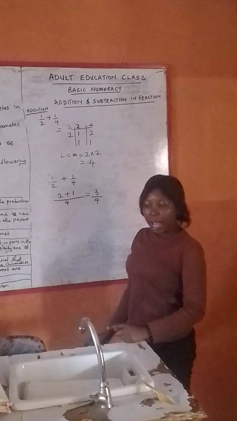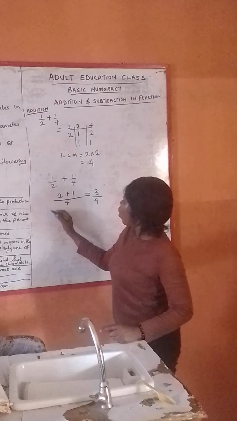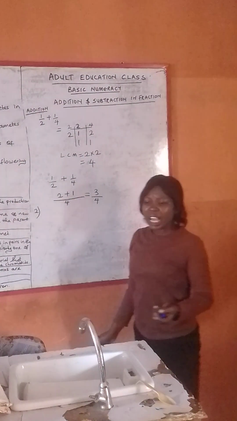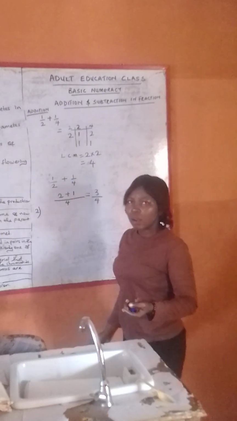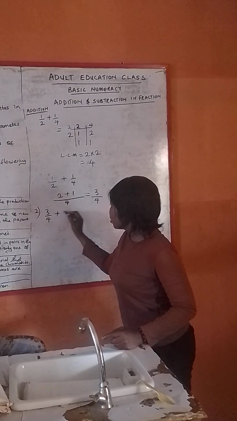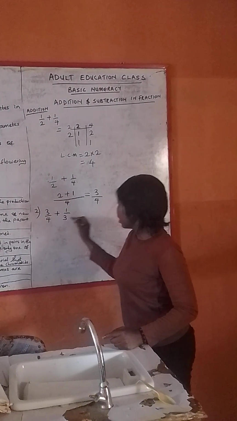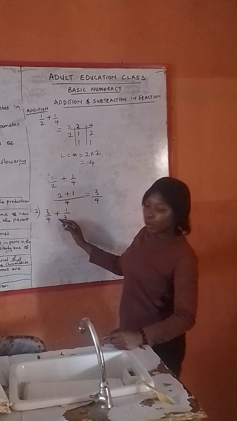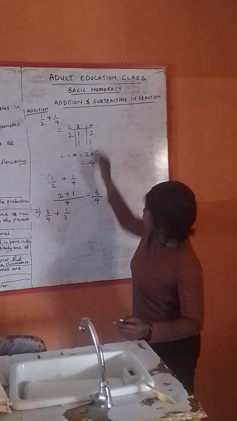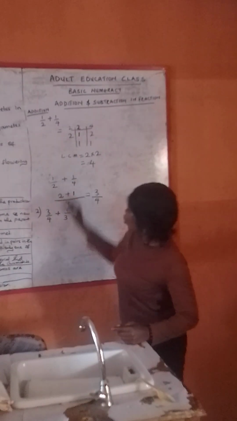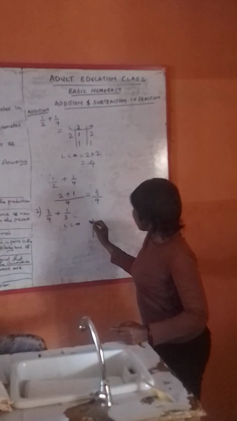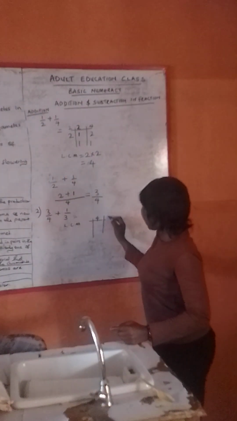Are we together? Now let's quickly do one more for clarity's sake. Number 2, let's pick another problem: 3 over 4 plus 1 over 3. If you want to do this, we will go through this process again. We want to get the lowest common factor, so you just bring 4 here and 3 here.